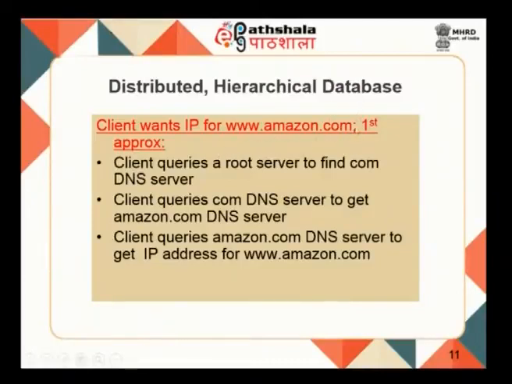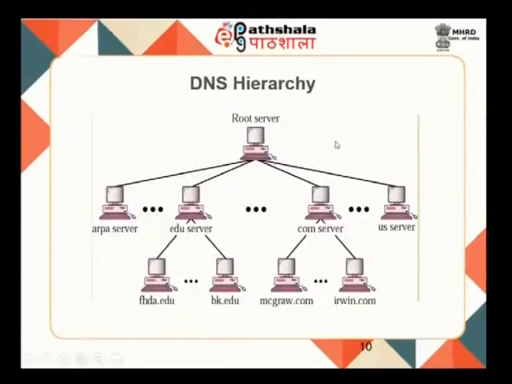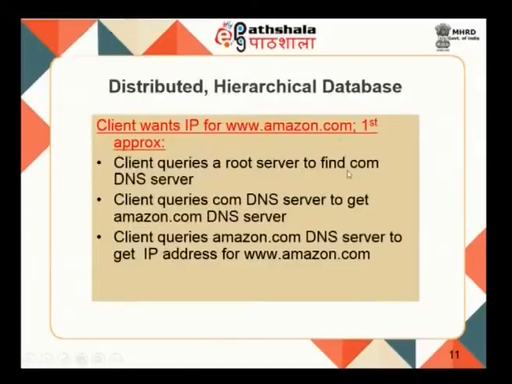At the right, of course, we start off with the root, and under the root you have the com server. As we just said, under the root you will have these different top level domain servers, and you may have the com server as one of them. So, the client could contact the root server to find the com domain server, and it can then contact the com domain DNS server to get the amazon.com DNS server, and once it contacts the amazon.com DNS server, it can get the IP address of www.amazon.com. This is one way in which you can resolve the address.